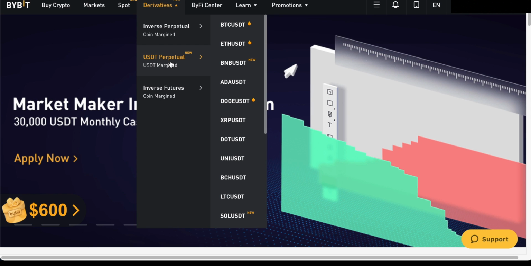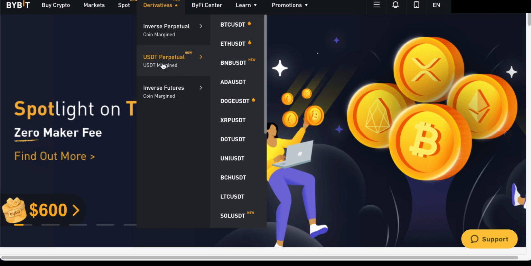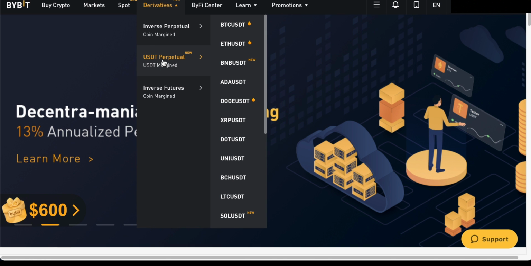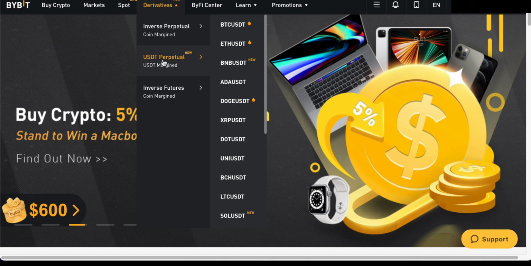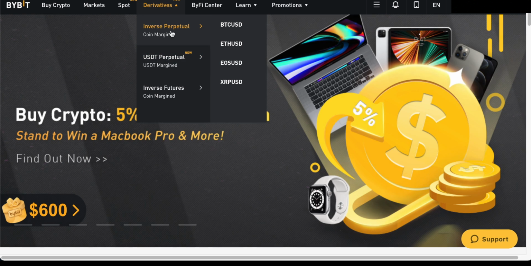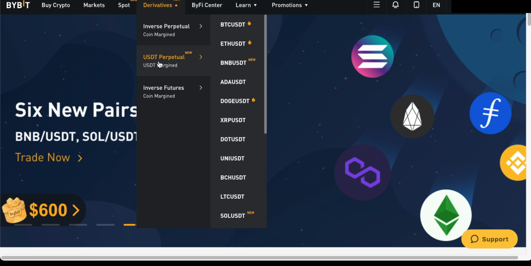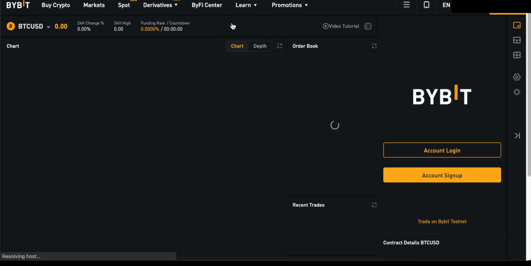So really the choice is between a coin margined or a USDT margined future. That just means that the collateral that you have on accounts, if you want to deposit, let's say $10,000 worth of Bitcoin, and you want to use that as collateral to trade with and get margin from, then you can use coin margin futures. If you have US dollar tether as your collateral, you can use USDT margined, but essentially it's the same thing. So we're going to come right in here to coin margined, and we're going to be trading Bitcoin US dollar.